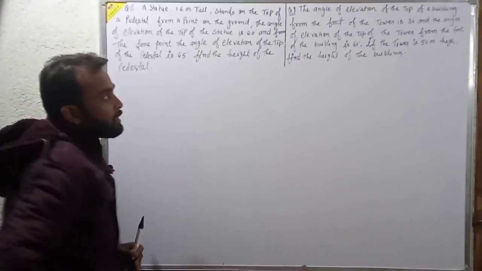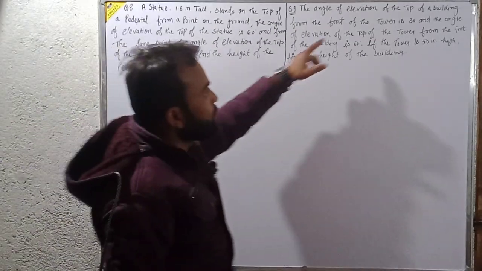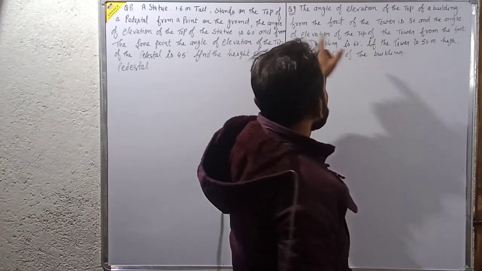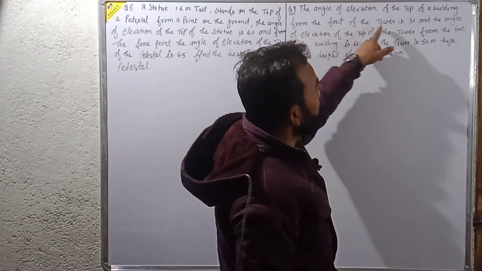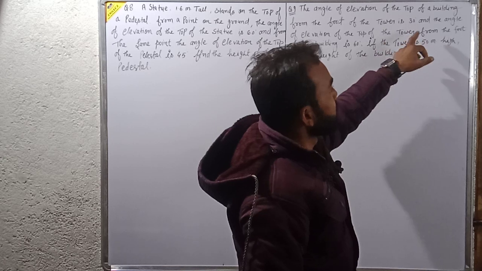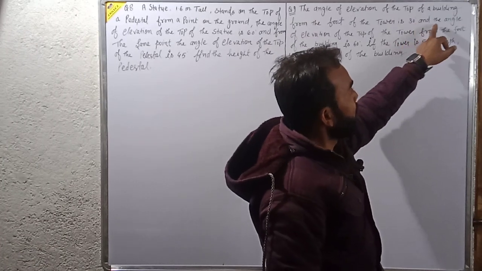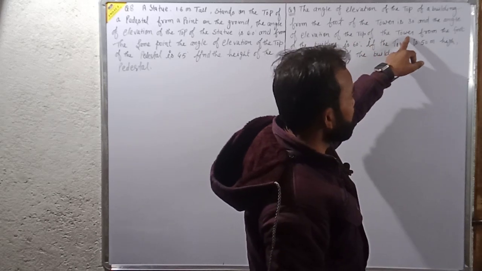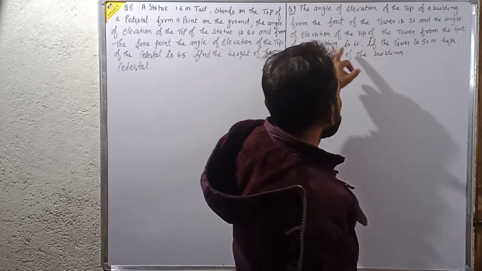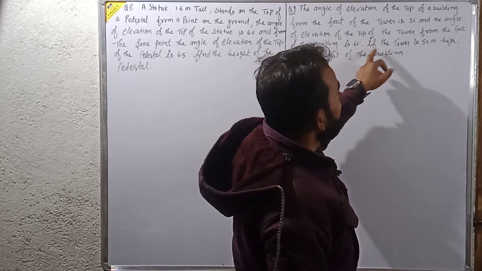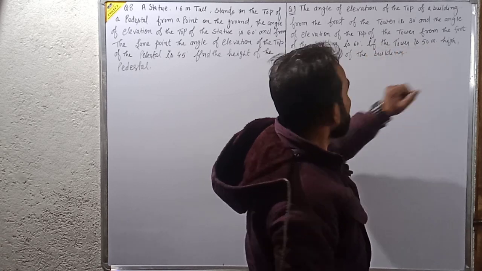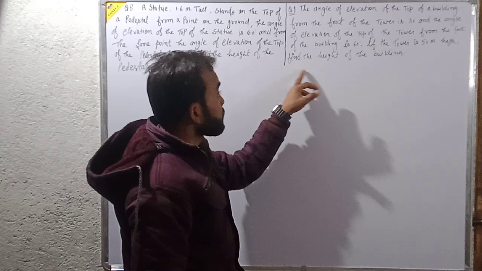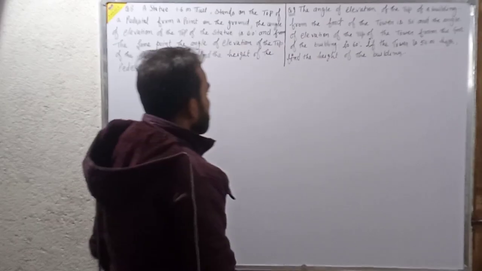Question number 9 is given that the angle of elevation of the top of a building from the foot of the tower is 30 degree, and the angle of elevation of the top of the tower from the foot of the building is 60 degree. If the tower is 50 meter high, find the height of the building.